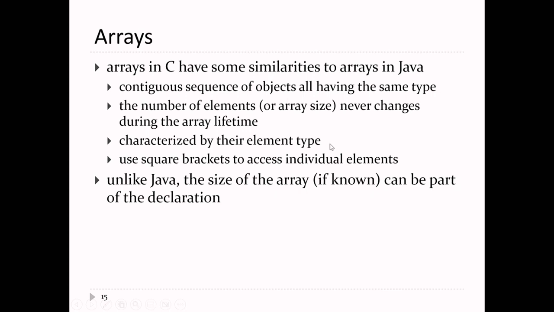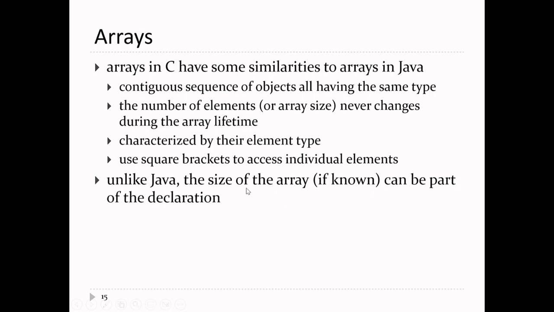Just like Java, you have to specify the element type in C. So arrays in C, you can have an array of int. You can have an array of double. You can have an array of pointers. But the type has to be the same. And you use the square brackets to access the individual elements. So again, the same as Java.